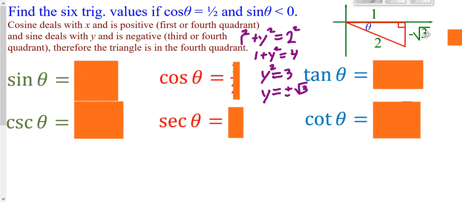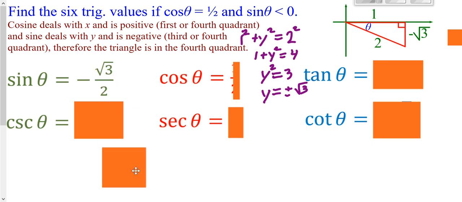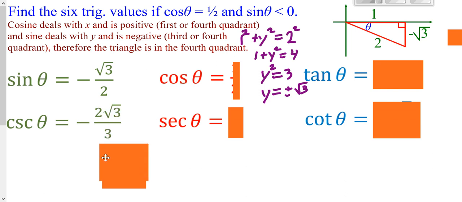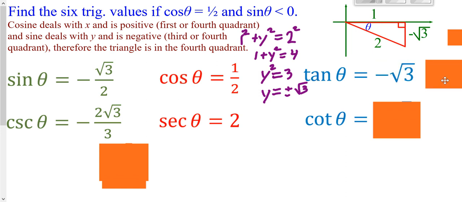Sine is opposite over hypotenuse, or y over r. Cosecant, then you just have to flip that upside down, and then you'd have to rationalize it. We were given our cosine of 1/2, and we can see if we go to our triangle, we would get 1 over 2. Secant, then you just have to flip that upside down. Tangent, you could either go y over x or opposite over adjacent, and you would get negative root 3. Cotangent, then you just have to flip it upside down. So it'd be 1 over negative root 3, and then you got to get that root out of the bottom.